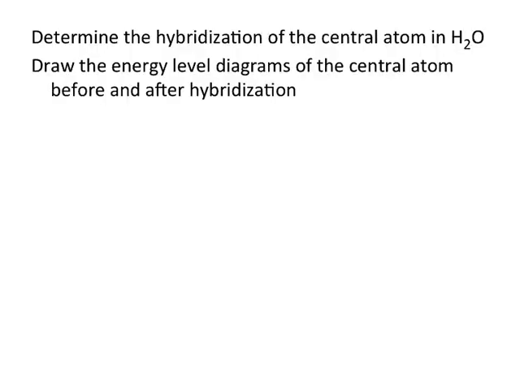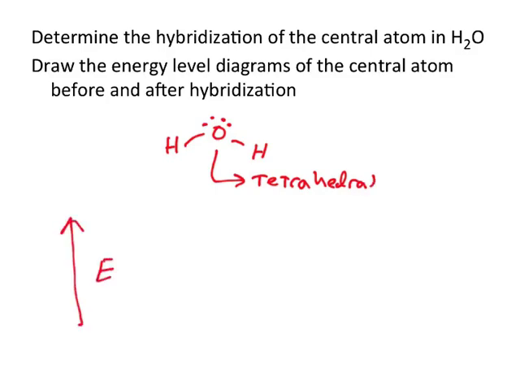Okay, so I'm going to do one example and then we'll end the video. So determine the hybridization of the central atom in water. So the Lewis structure looks a little something like this. Okay, so the electronic geometry of this is tetrahedral. So that means we're going to start with a diagram where energy is increasing on the y-axis, and we'll have the 2s and then the 2p orbitals here.